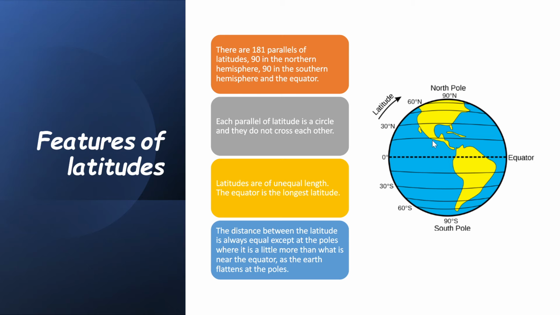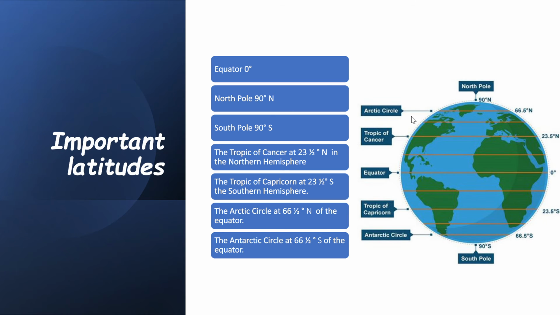So these are all lines of latitudes. Now, what are the important lines of latitudes? The first, we know, is the equator, which is 0 degree. Then we all know that the North Pole is 90 degree north. The South Pole is 90 degree south.